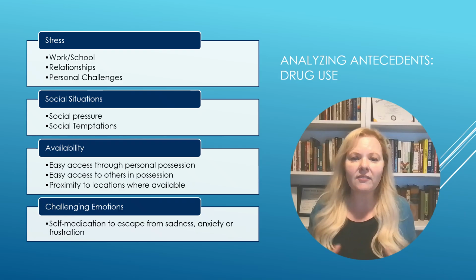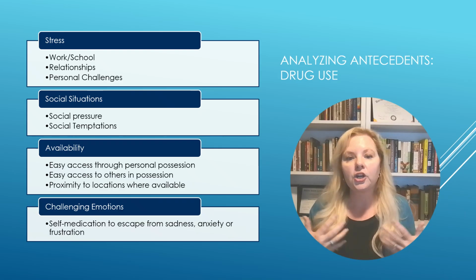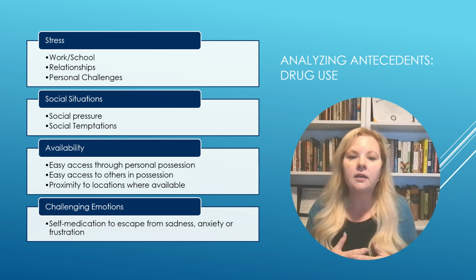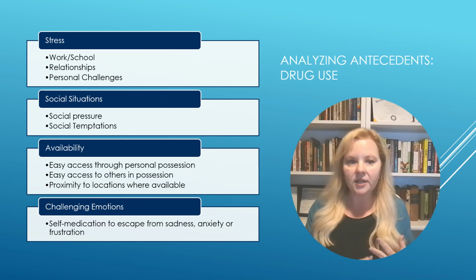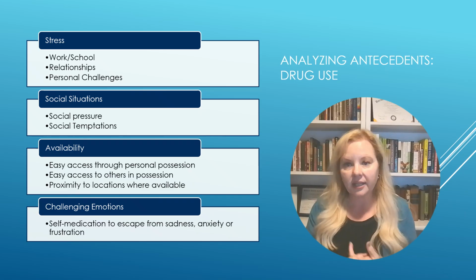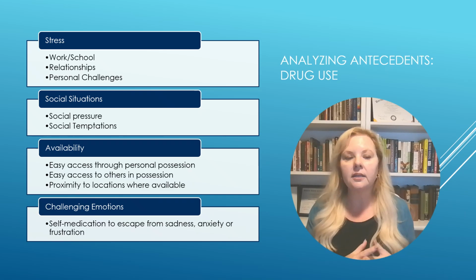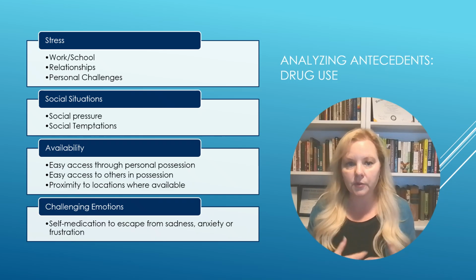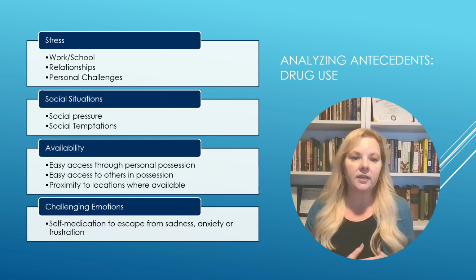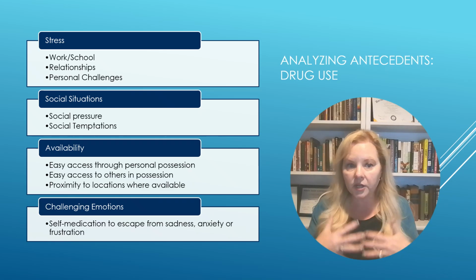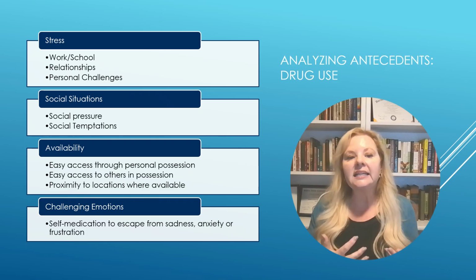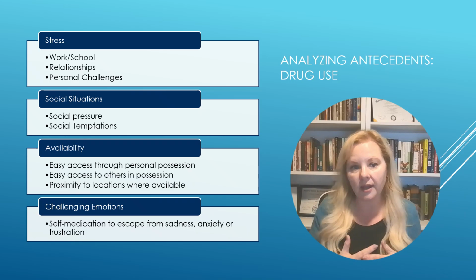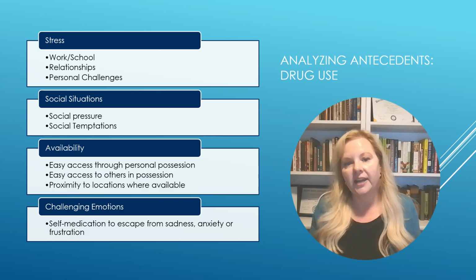There's a huge number of things that can serve as antecedents for drug use that we might be analyzing. Often we look at things in four categories: stress, social situations, the availability of the drug, and challenging emotions. So we might be looking at stress at school or work, stress in relationships, or stress with personal challenges. We might also be looking in social situations if there is social pressure present or social temptations present. How available is the access to the drug? That is often a trigger or an antecedent for drug use.